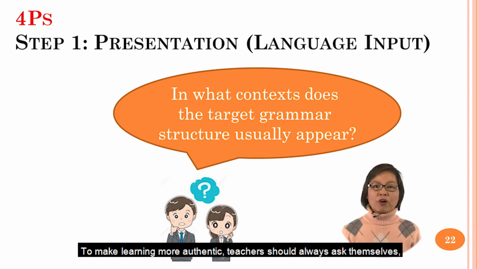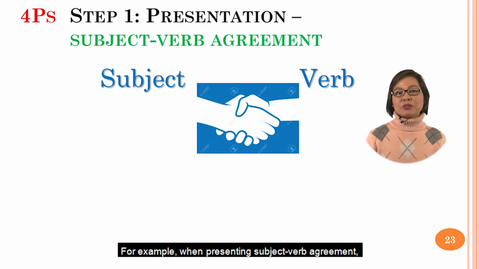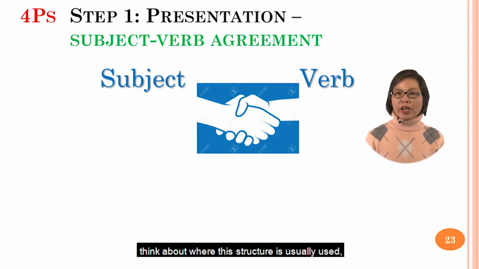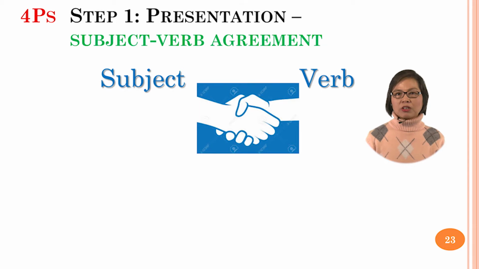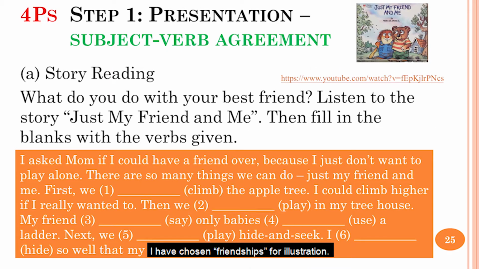To make learning more authentic, teachers should always ask themselves, in what context does the grammar point usually appear? For example, when presenting subject-verb agreement, think about where this structure is usually used, like science facts, daily routines, friendship descriptions, and so on. I've chosen friendships for illustration. Many examples demonstrating subject-verb agreement can be found in the book Just My Friend and Me.